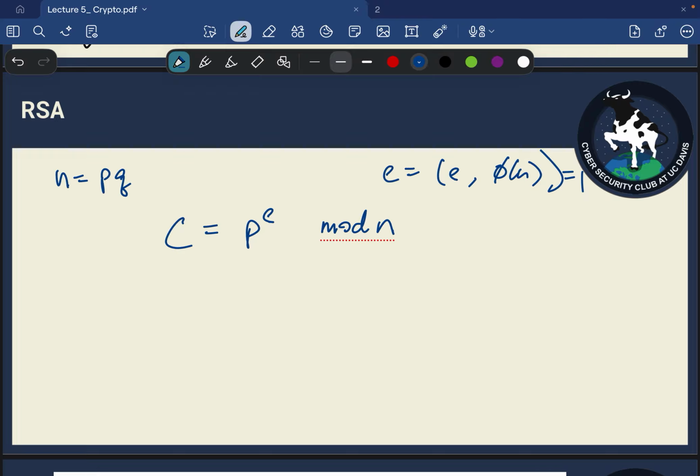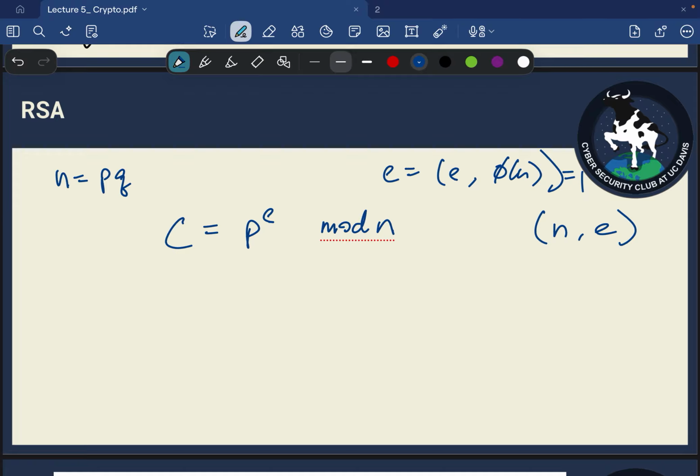But because n is two prime numbers multiplied by each other, phi of n is actually, I believe, p minus 1 times q minus 1. So you have to make sure that the greatest common divisor of e and phi of n is equal to 1. That's not strictly important, but just telling you. So the ciphertext equals p to the power of e modulo n, and the public key is n comma e. So that's your public key, and you can produce ciphertext like that.